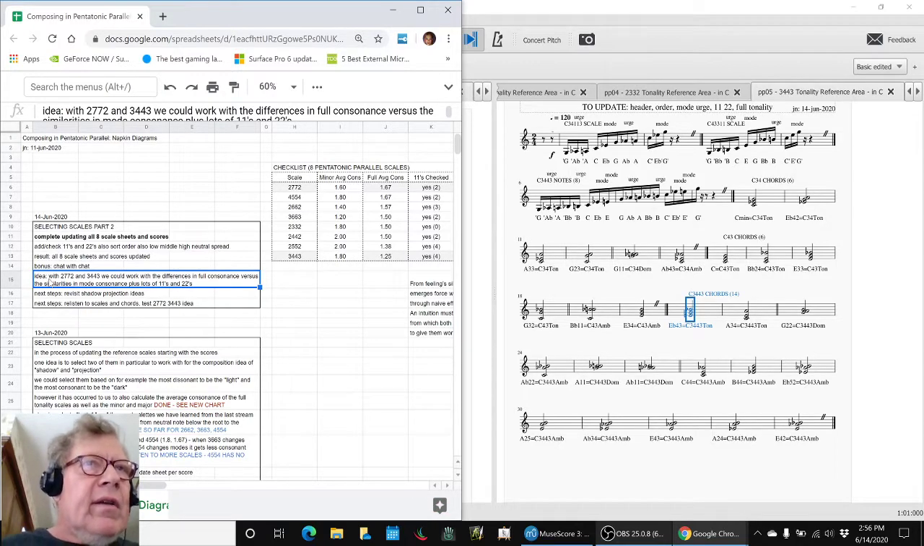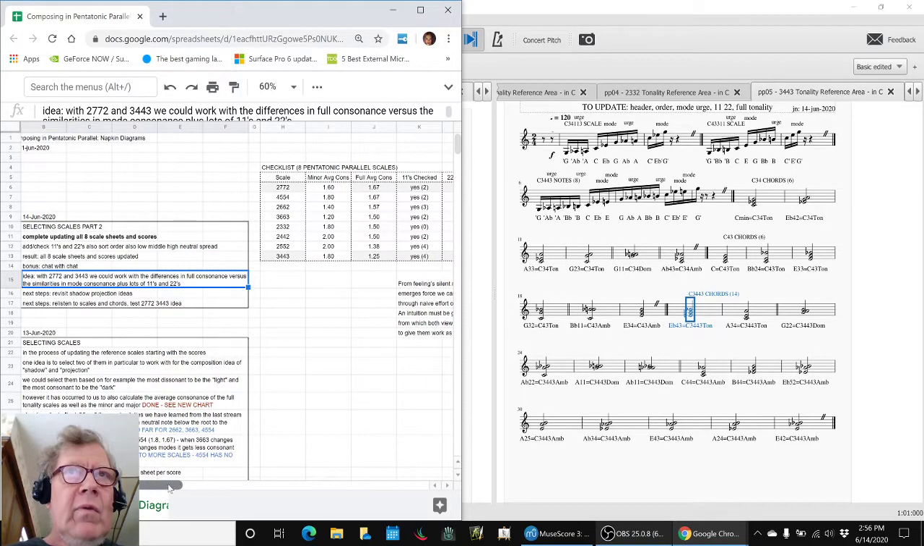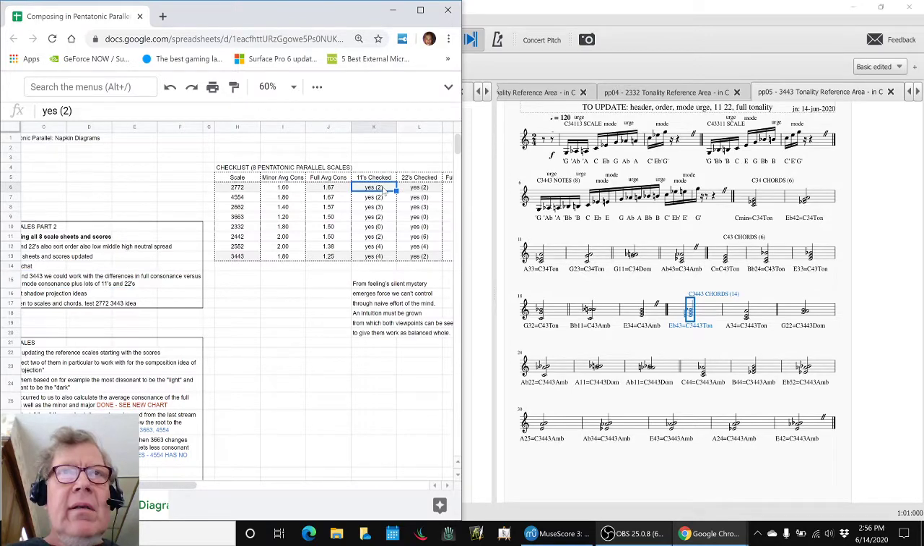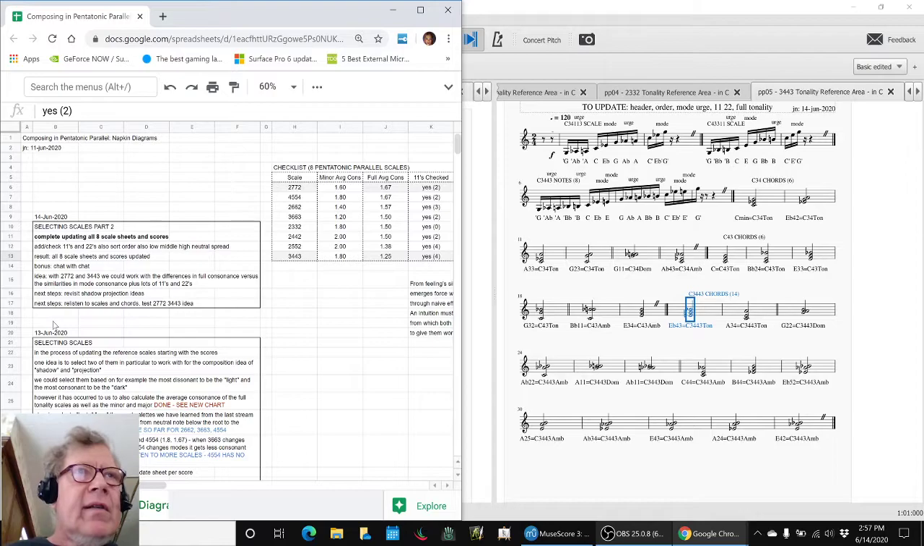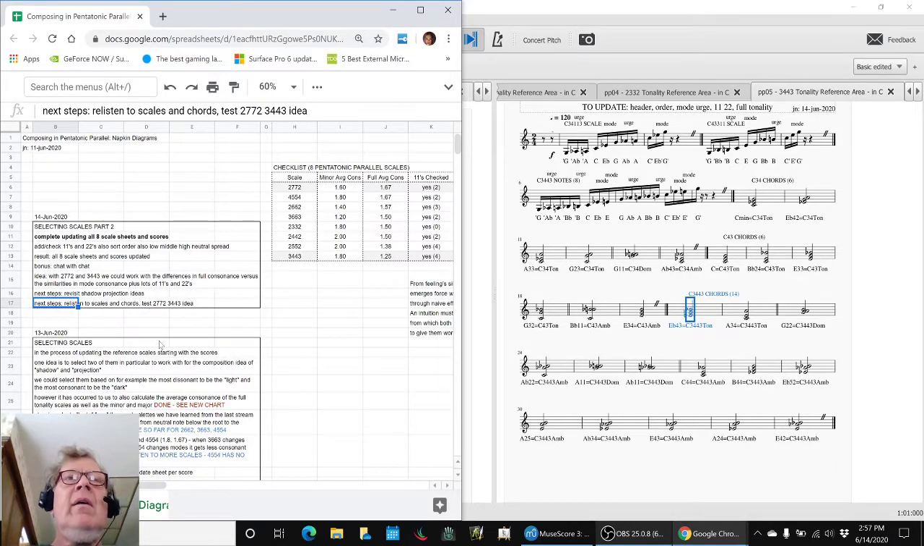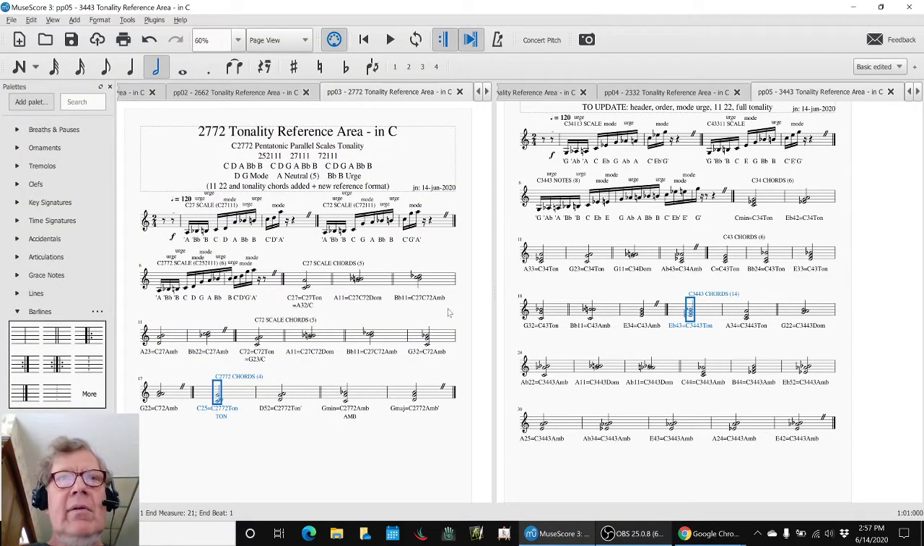With those two scales, we could work with the differences and similarities, and it turns out they have lots of 1-1 and 2-2 chords, which we've been using 1-1 chords and barely begun to use a lot of 2-2 chords, and they've got both kinds. So that's an idea. So our next steps are going to be revisit the shadow projection ideas and re-listen to the scales and chords and test out this 2772-3443 idea. Now before we go, let's do that.